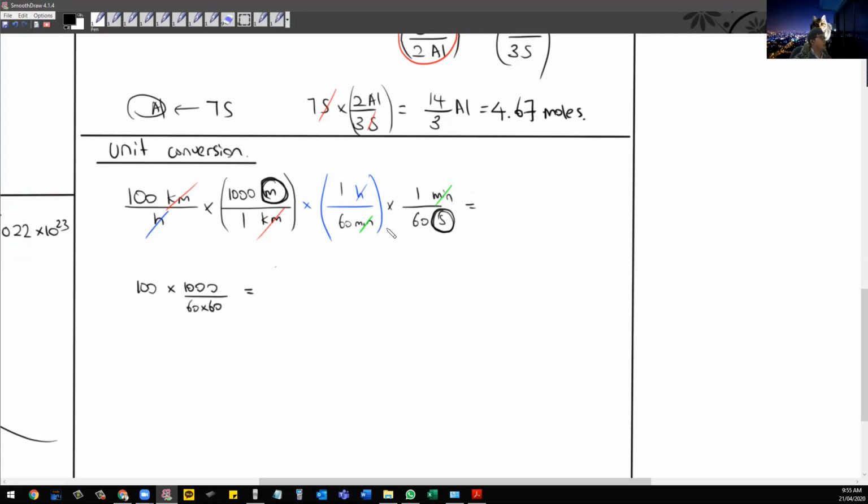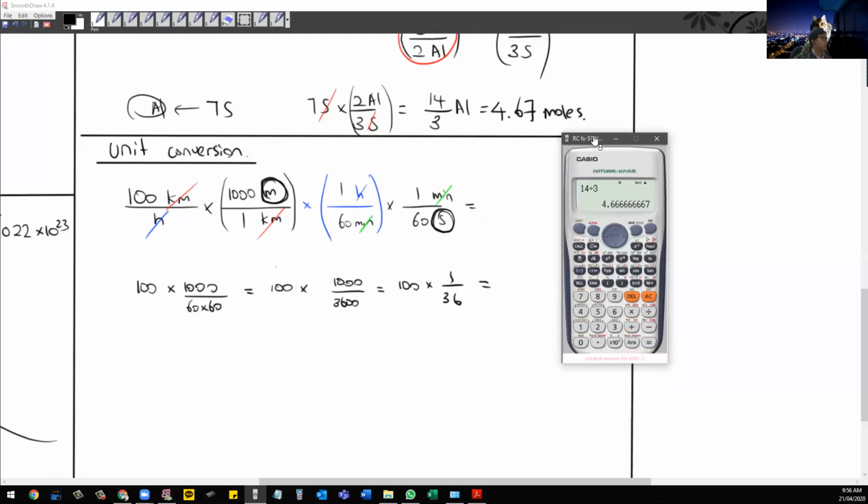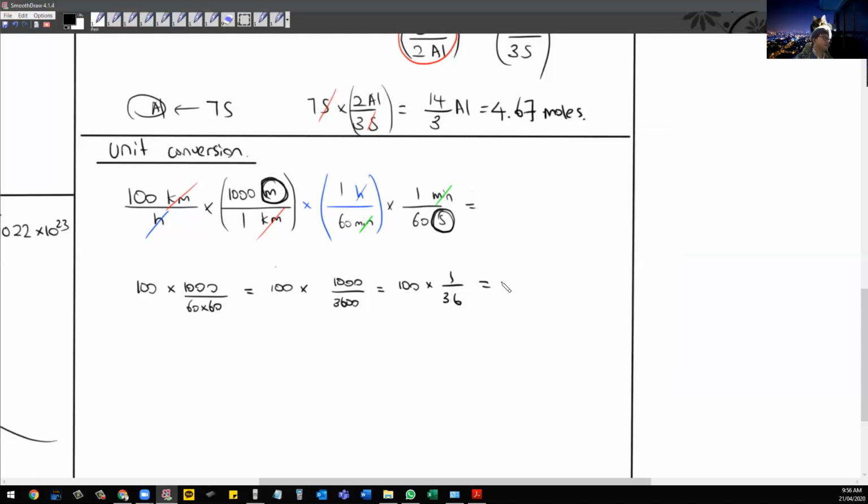Okay, so the 60s are at the bottom. So this is actually the same thing as 100 kilometers per hour times 1,000 over 3,600. So it's effectively equal to just 100 times 1 over 3.6, which is divided by 3.6. That's why in physics they say, if you want to convert 100 kilometers per hour into meters per second, just divide by 3.6. That's what teachers tell you, right? That's the reason. 27.7, and that's in meters per second, right?